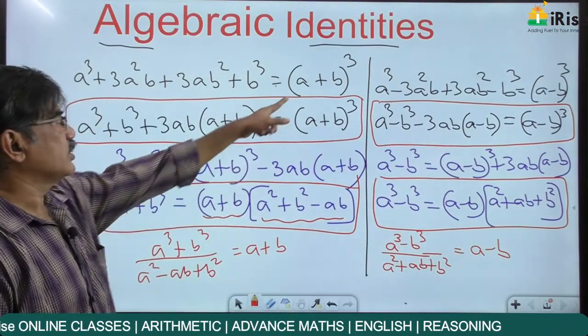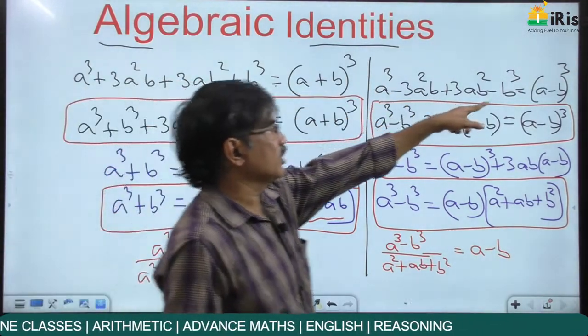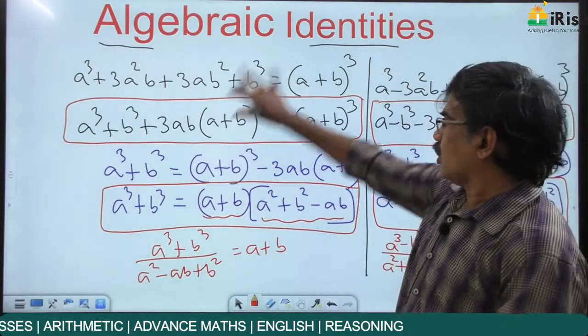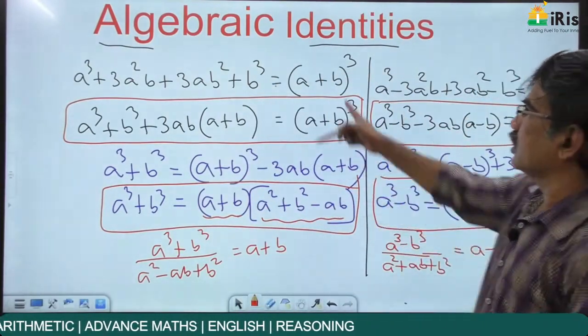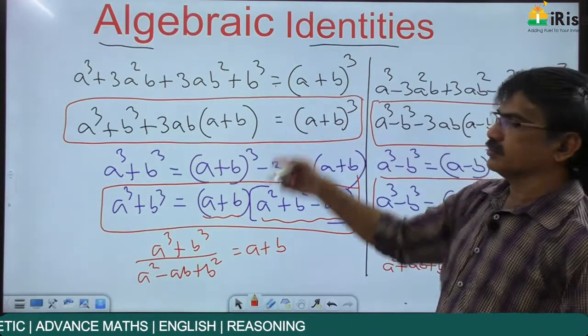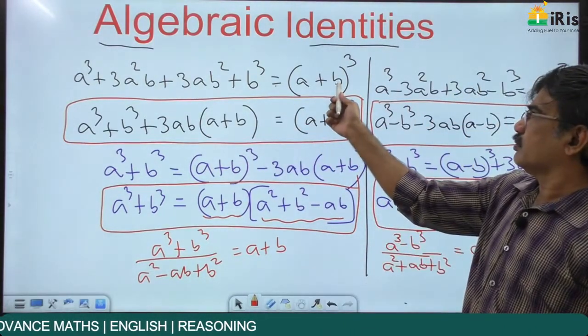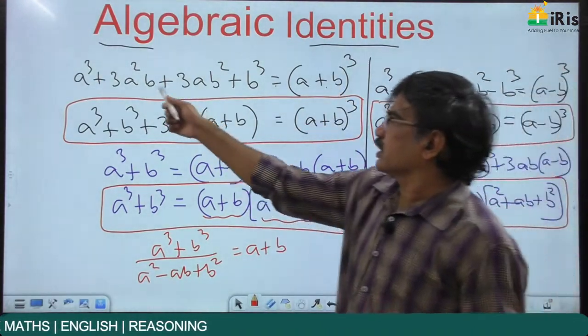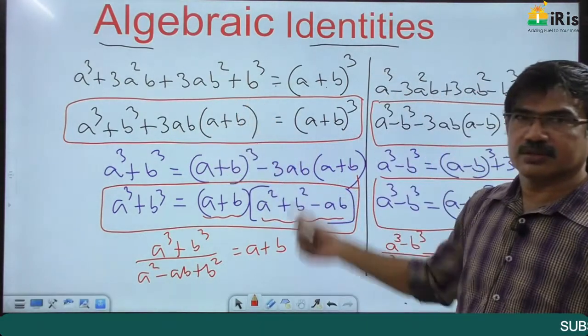See these two carefully. Just in the place of plus b, if you put minus b, we get this one. So, all these formulae are based on only this one formula. Just put minus b in the place of plus b, and you get minus here also. Same formula.